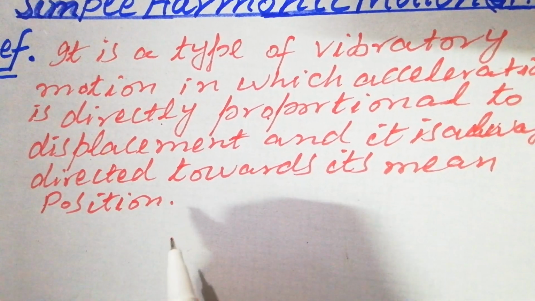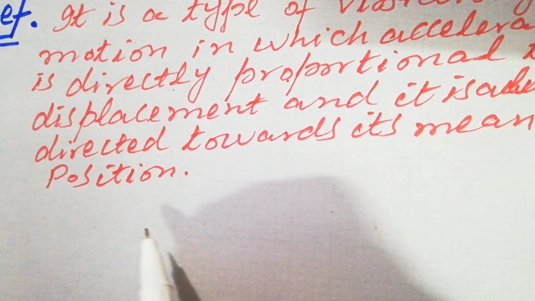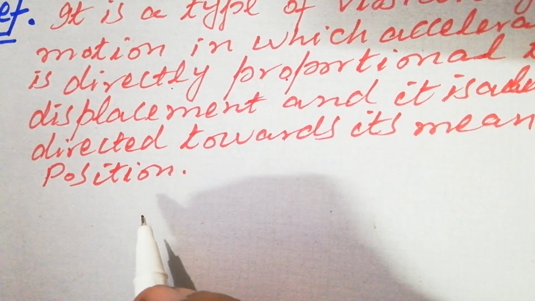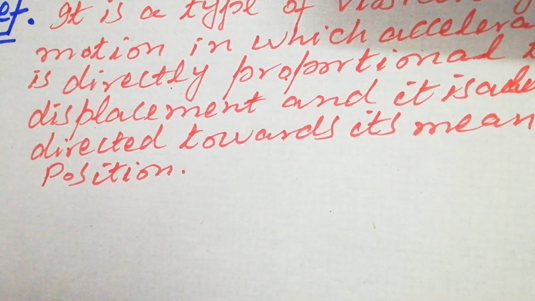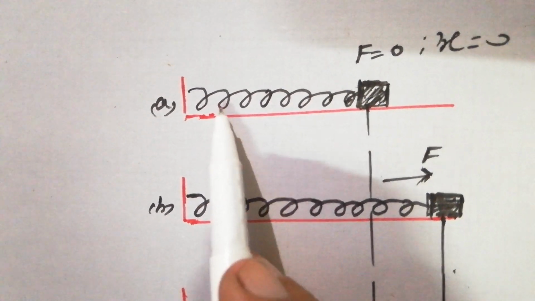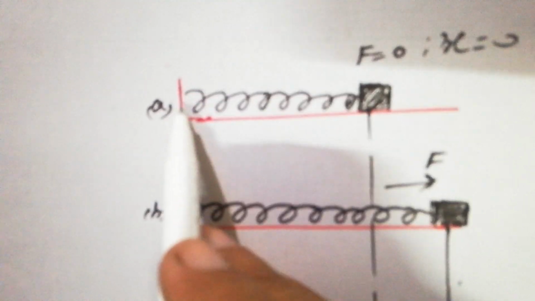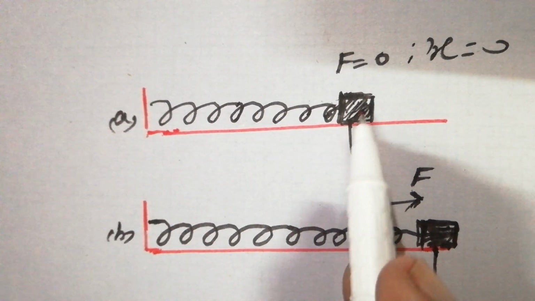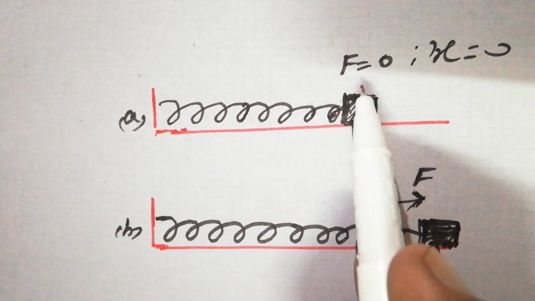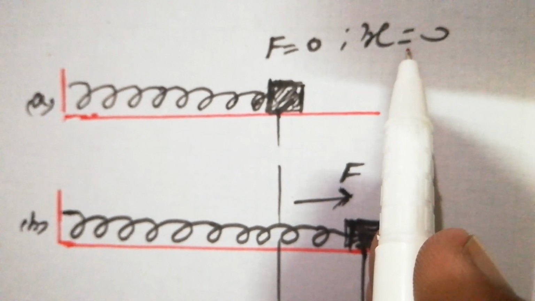Now students, we will explain this with the help of spring mass system. We have two examples of simple harmonic motion: one is the simple pendulum and the other one is the spring mass system. Look at the spring mass system, students. One end of the spring is connected with some support and the other end is connected with the body of mass M. In diagram A, there is no force acting on it. F is 0, it means x is equal to 0.